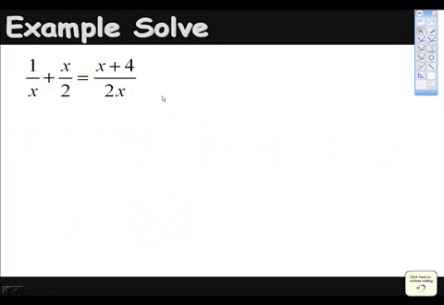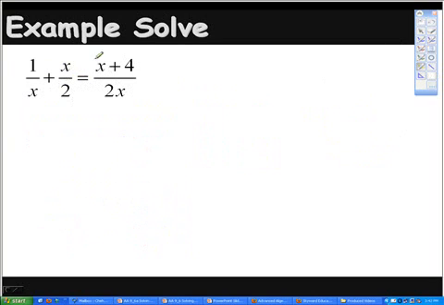Here's another example. 1 over x plus x over 2 equals x plus 4 over 2x. Not quite as simple because I have 3 different fractions. I don't have just one fraction equals another fraction, so cross multiplying is not going to work this time. But I do notice that I have all these little denominators, and I'm going to identify the LCD. The least common denominator for all these denominators has to be 2x.